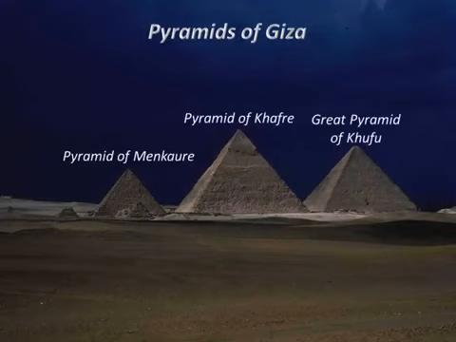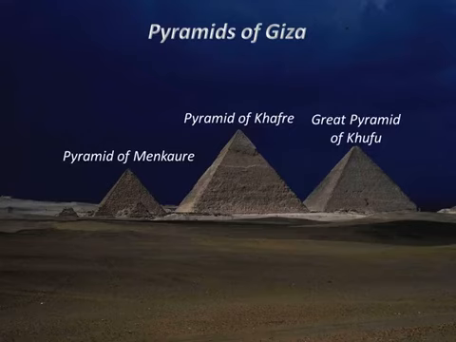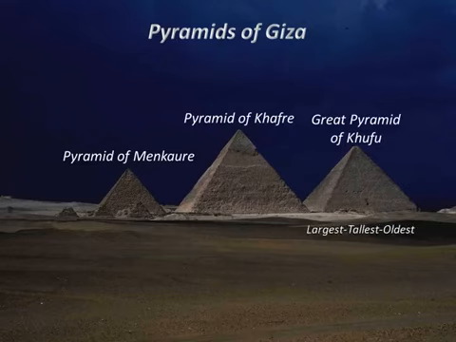When we look at the pyramids of Giza, there are 3 pyramids there. The little one, the Pyramid of Menkaure, the Pyramid of Khafre in the middle, which everyone mistakes to be the tallest pyramid, but in fact it's higher on the plateau. It is a shorter pyramid than the Great Pyramid. And then the Great Pyramid of Khufu. And it is the largest, tallest, and oldest pyramid on the Giza Plateau.